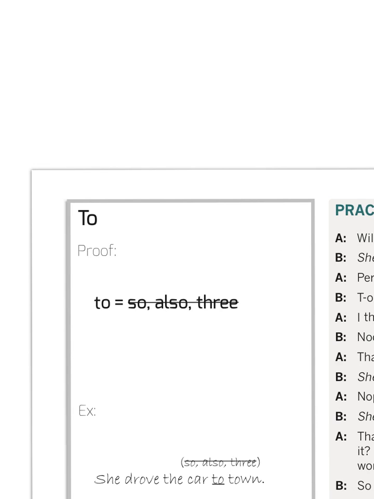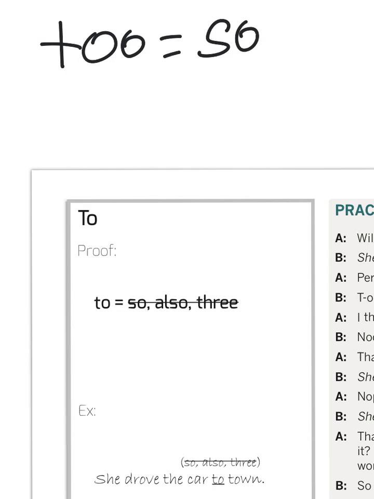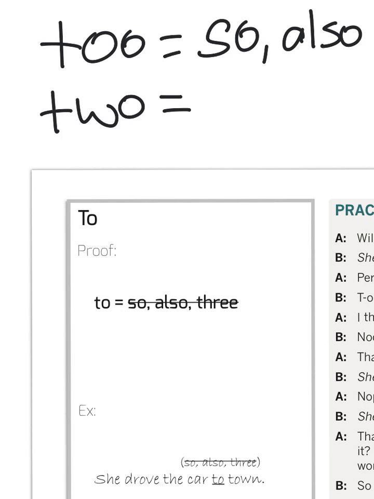So the proofs for TO are a little bit different than what we've been working with before. If you remember our first two lessons, we said that the proof for TOO was either the word so or the word also, and the proof for the word to, since to, TWO, is a number, we can just use any number, and we decided to use the number 3 and insert that as our proof.